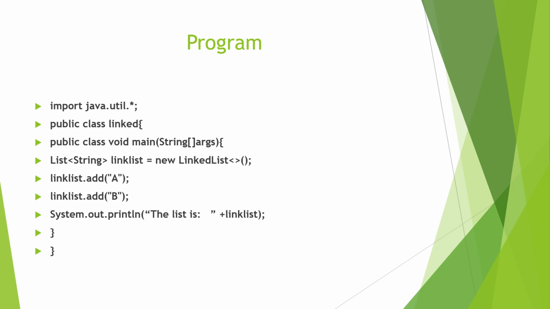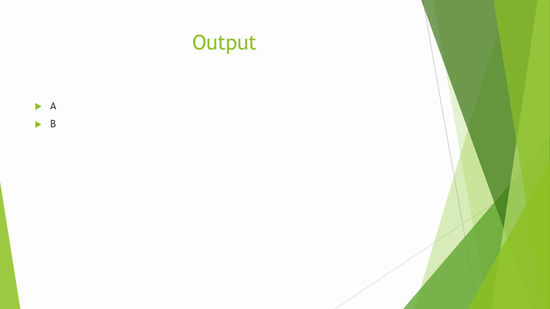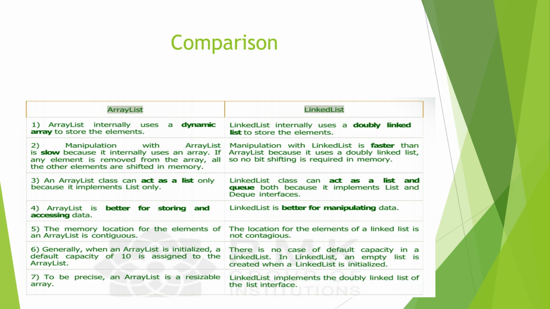And then in the next line I am using this add function, linked list dot add a, linked list dot add b, and then I am printing. So this is the output a and b. So we can see the difference between array list and linked list. First of all, in array list it is a dynamic array, and in the linked list a doubly linked list is used to store elements, and the array list is slow but linked list is faster.